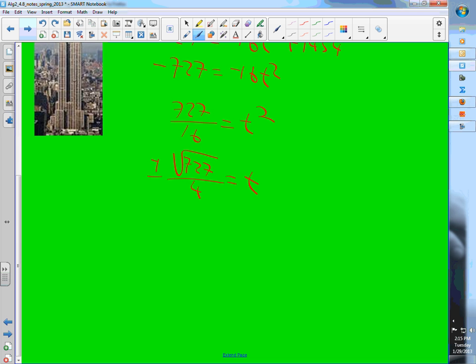So the square root of 727, whatever that is, 20 something, divided by 4, how much? Three decimal places. 6.740. Everybody concur? 6.740. So that means it's going to take 6.740 seconds to get halfway.